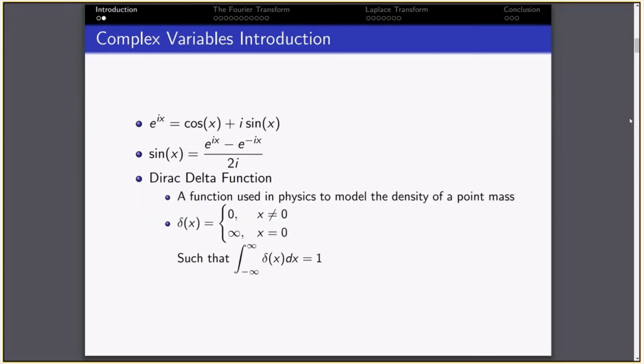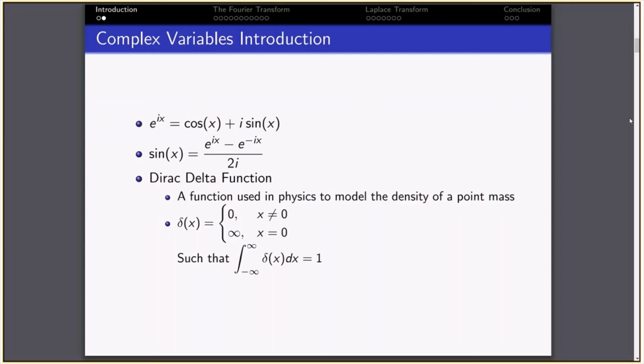So a very brief introduction to some complex variable terms. Euler's formula is the first line listed there. e to the ix is equal to cosine of x plus i sine of x. And this is a very important formula in complex analysis. And specifically for our purposes today, the reason why we want to make note of it is because of the second equation. Sine of x is equal to e to the ix minus e to the negative ix over 2i. And the reason why we have this equation here is because this will come up in several of our calculations. So just a thing to note.